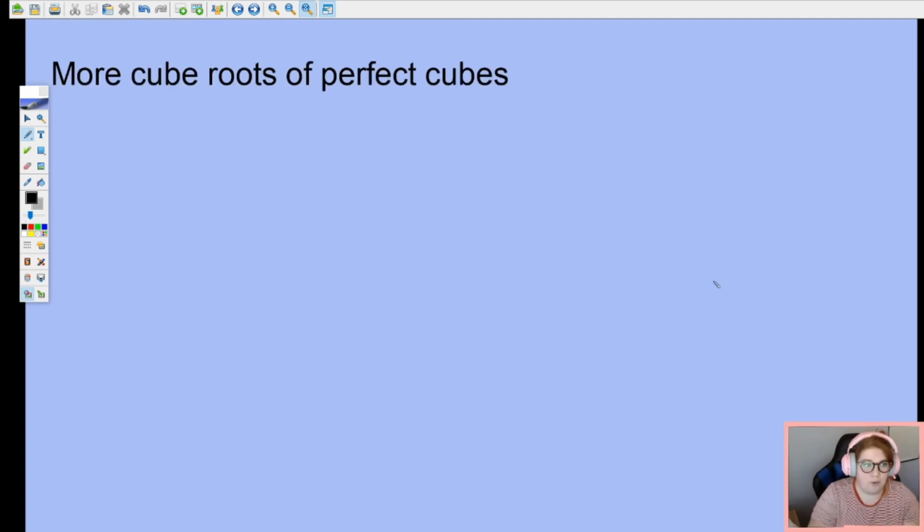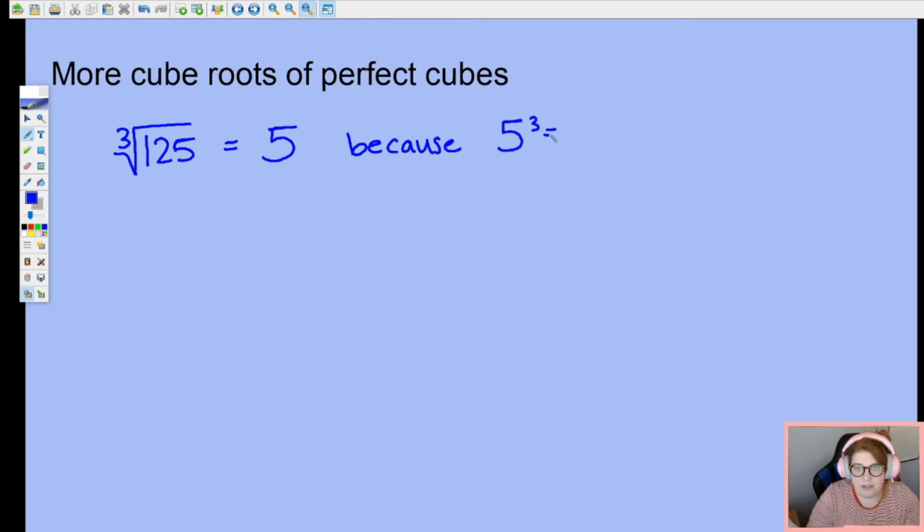So let's do some more roots of perfect cubes. The cube root, and notice every time I have to write that 3. In this case, I have to write the 3 so that we know we're taking a cube root. The cube root of 125 is the same thing as 5, because 5 cubed is 125.